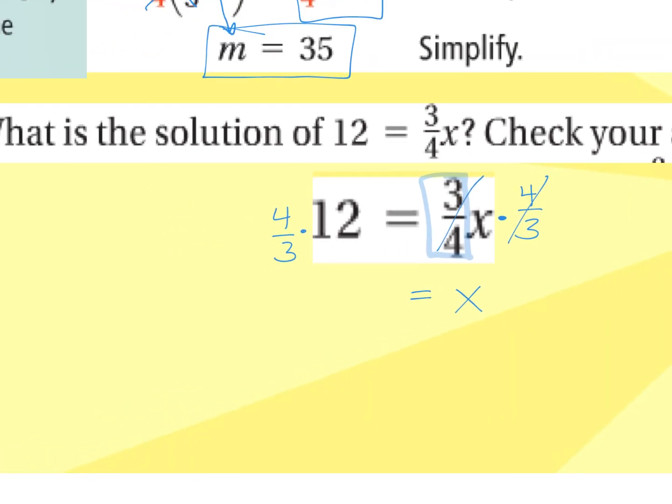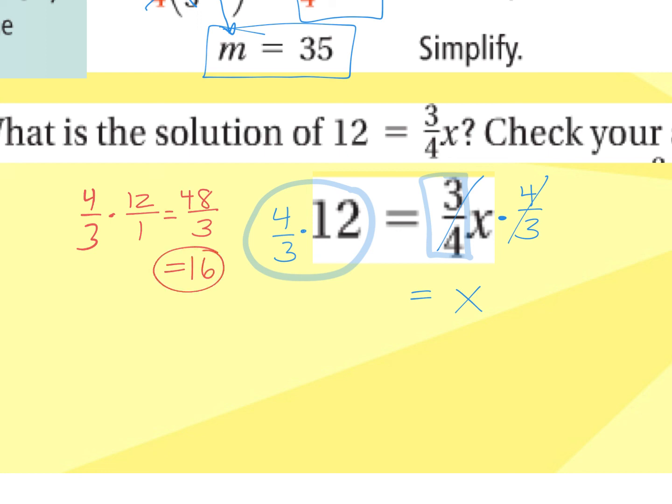Now I got to do this work. I've got to do 4 over 3 times 12. There's nothing wrong with just going to the side of your problem, maybe in a margin or on some scratch paper to work it out. So I'm writing 4 over 3 times 12 over 1. Remember, we're allowed to do that. We're going to multiply straight across. So 4 times 12 is 48. 3 times 1 is 3. In class, if you do 48 divided by 3 in your calculator, it comes out to be 16. So in this, 4/3 times 12 is 16. My solution is x equals 16.